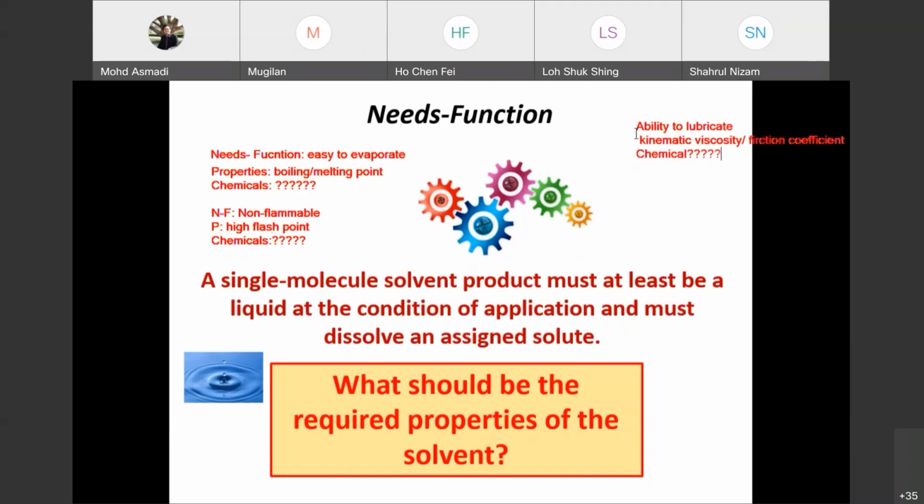You understand? About the need function, properties, and also the chemical you can choose. If easy to evaporate, usually alcohol. Like when you use a sanitizer, right? There's a certain percentage of alcohol there, especially propyl alcohol. They use propyl alcohol.